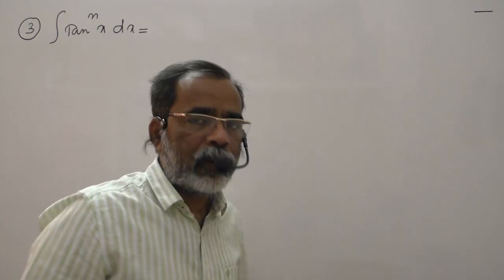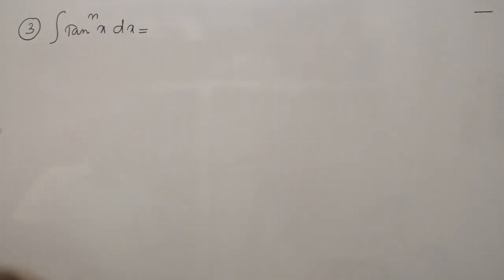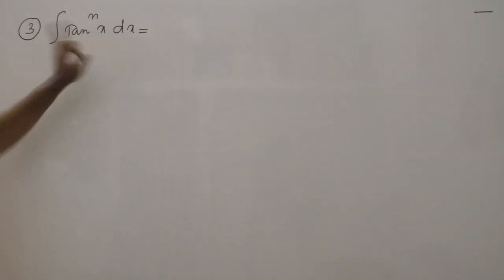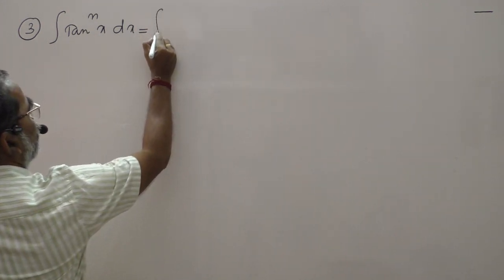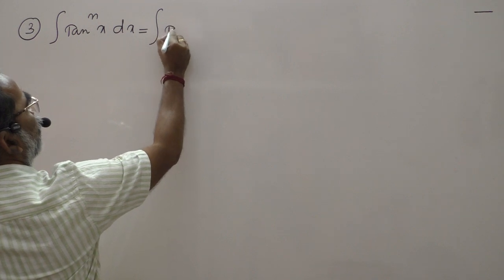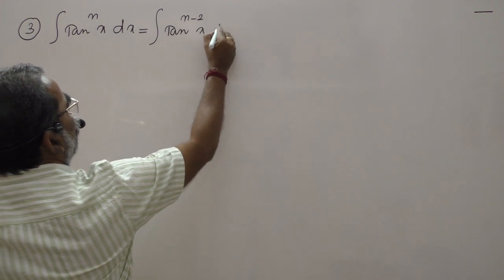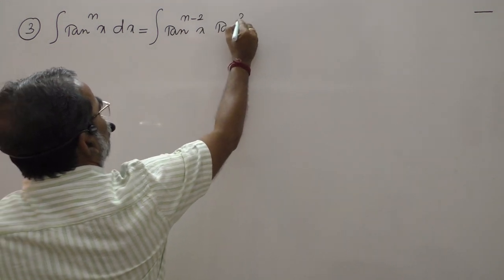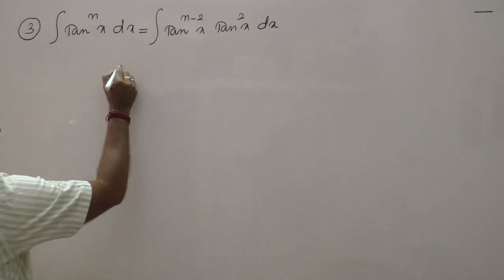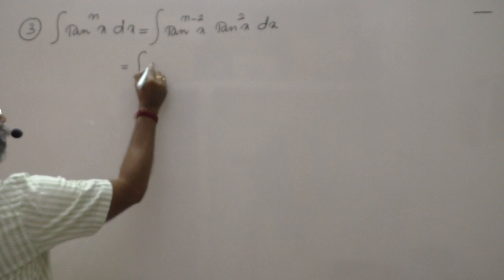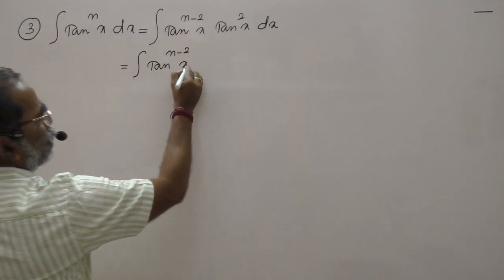Please note. Next we will see the reduction formula of tan power nx. See number 3. Integral of tan power nx dx. So I will try to find its integral and I will write this as tan power n minus 2 x into tan square x. Now I will simplify this as integral of tan power n minus 2 x.